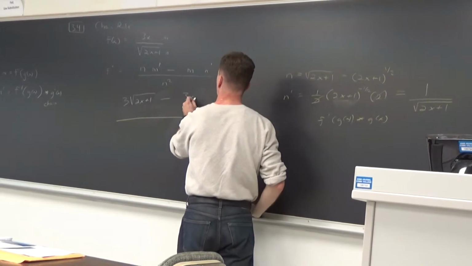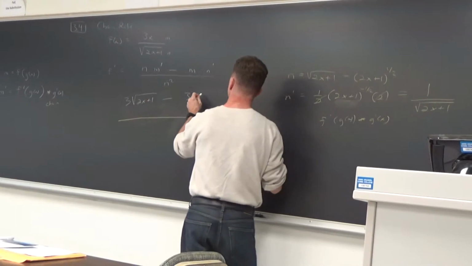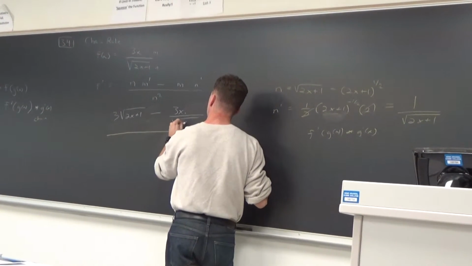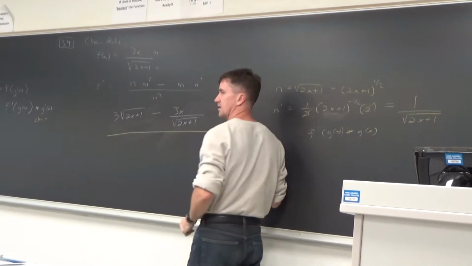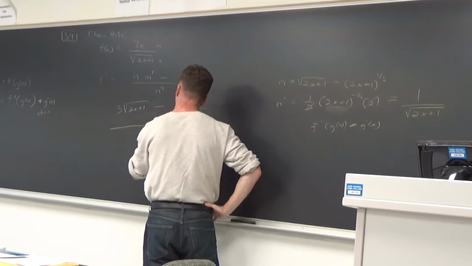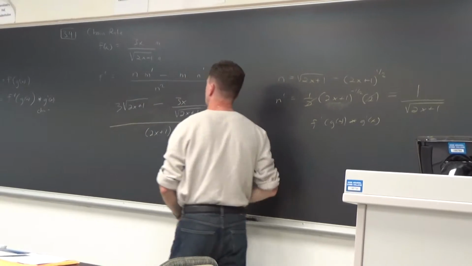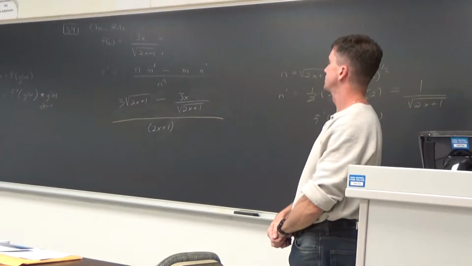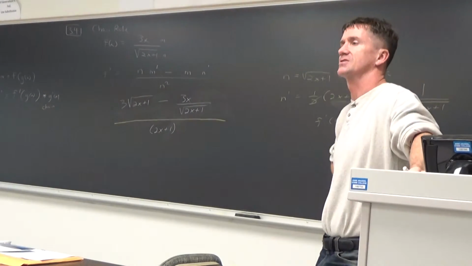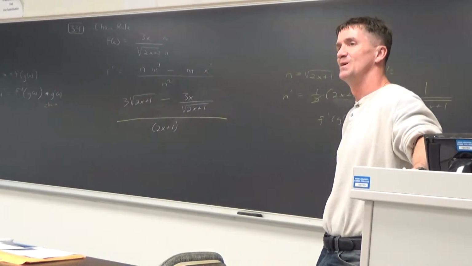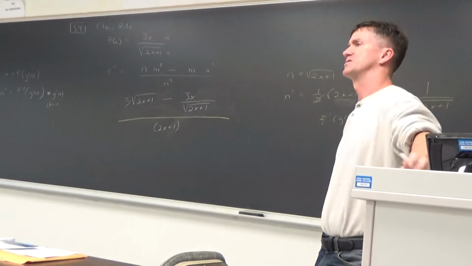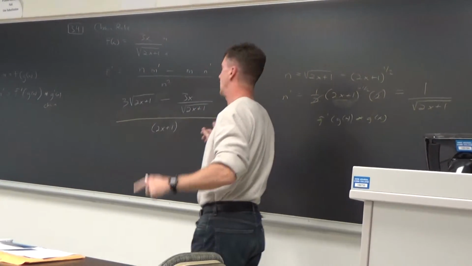All right, 3x times, what was this? 1 over the square root of 2x plus 1, which means you get 3x over there. And what was still down at the bottom? Just 2x plus 1 alone. So we're done except for one thing: simplify the complex fraction. We don't want to delete this. We're going to simplify the complex fraction. And it's not that bad.